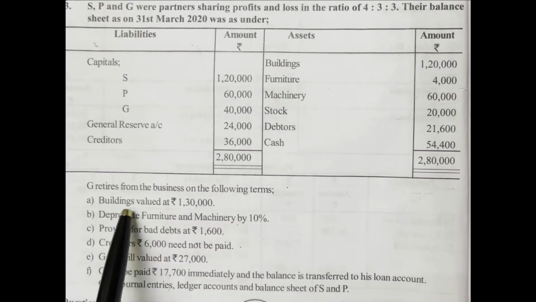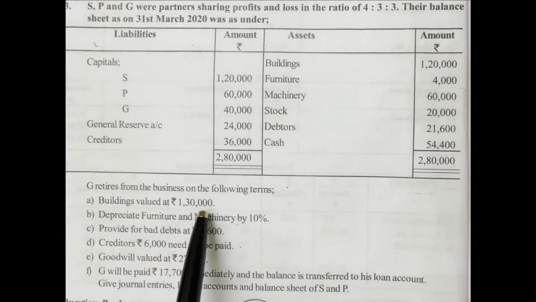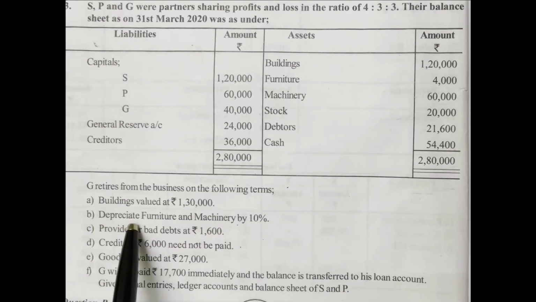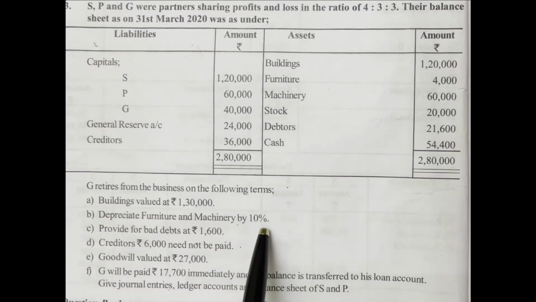A. Buildings valued at 1,30,000 rupees. B. Depreciate furniture and machinery by 10%. C. Provide for bad debts at 1,600 rupees. D. Creditors 6,000 need not be paid. E. Goodwill valued at 27,000 rupees. F. G will be paid 17,700 immediately and the balance is transferred to his loan account.